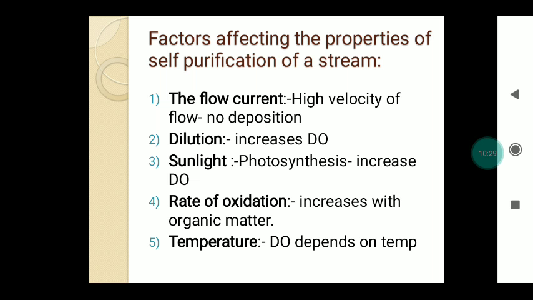And the last factor is temperature, in which dissolved oxygen depends on the temperature. If temperature rises, dissolved oxygen goes on decreasing. That's why winter is a better season for the self purification process. These are some factors which affect the self purification of the natural stream.